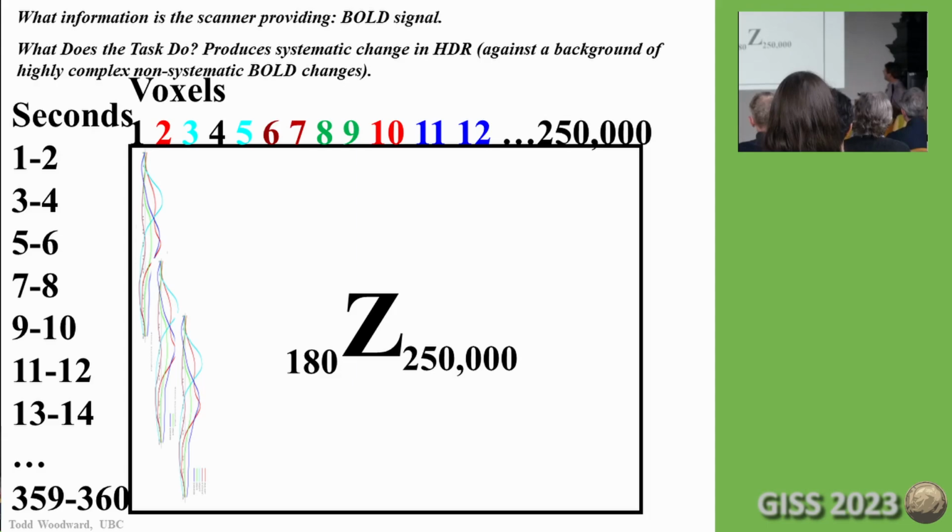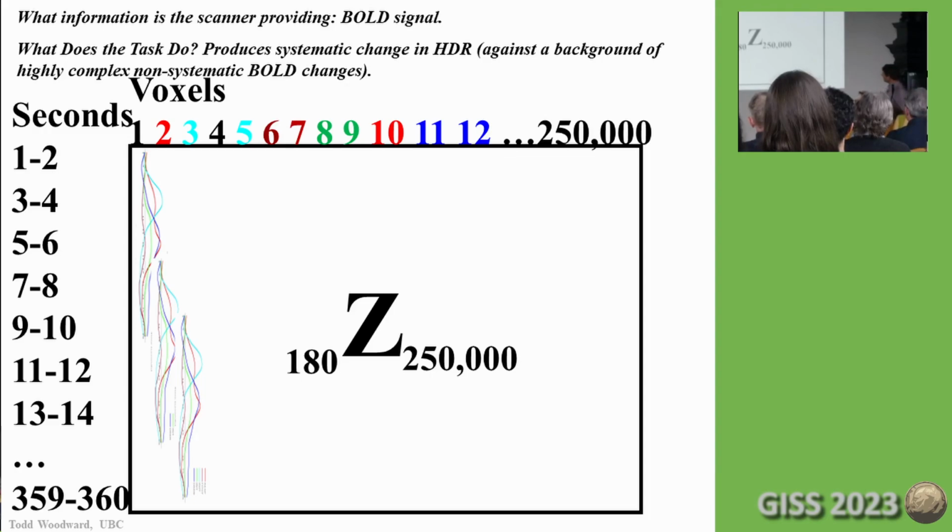So here we have seconds. Most of the time when we analyze fMRI data, the TR is 2 seconds. So it takes 2 seconds to scan 250,000 voxels, for example. So there may be 250,000 brain areas, and over this 1 to 2 seconds, we'll take a scan of every single one of those and get a number that tells us the bold signal for every voxel for those 2 seconds.